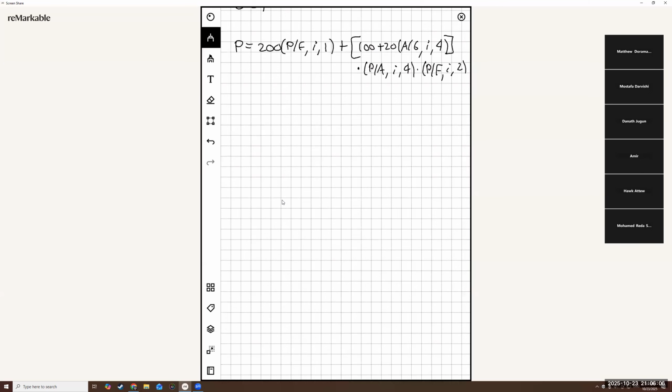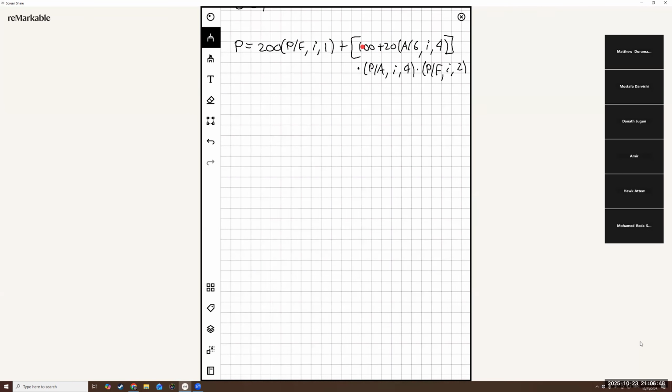So let's loosely interpret what this means. They use the formula P/F. What does that tell us? That means they're converting to a P value, and they have an F value. So this 200 is an F value 1 year into the future. Then we have 100 plus 20 A/G. Does anyone recognize this equation? It's exactly what we did when we convert a gradient annuity to a series annuity.